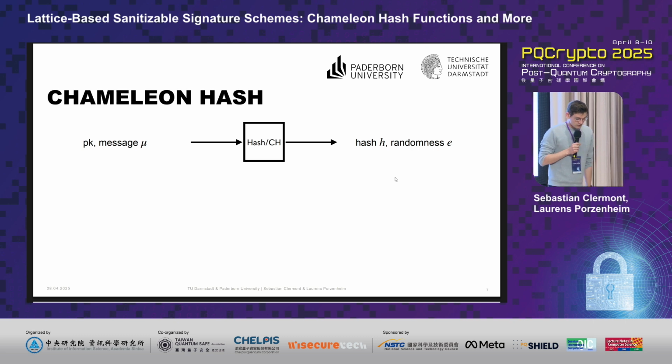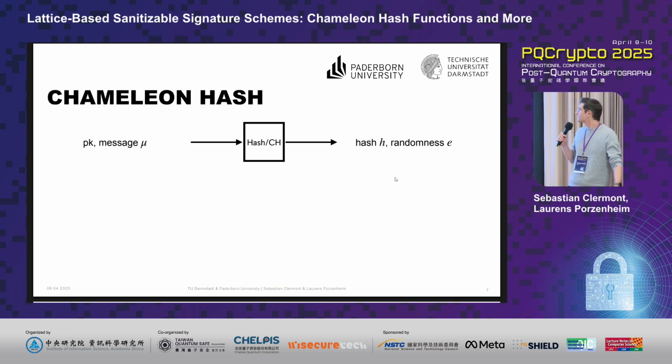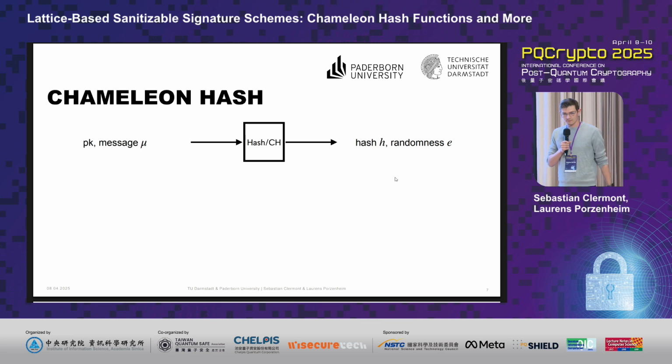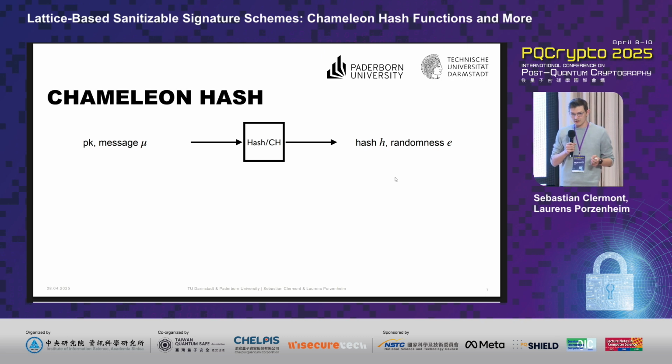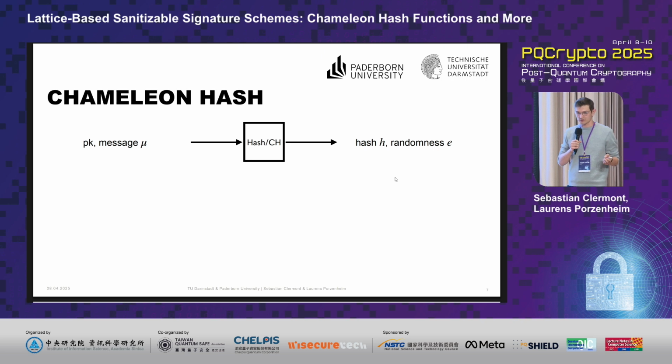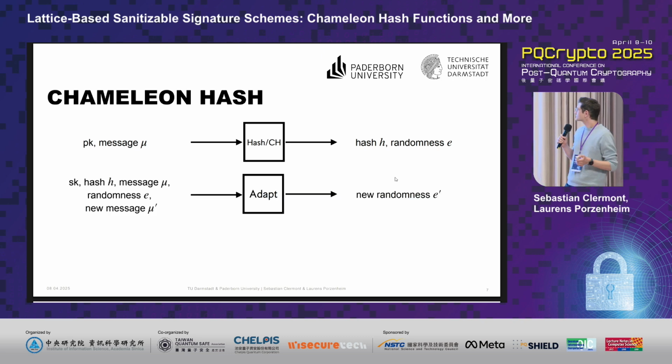So you might wonder now, what is a Chameleon hash function? A Chameleon hash function is basically a hash function that allows for finding collisions on the hash function. So it's a public key primitive, and you have a public key as well as a message, and you output a hash and some randomness that you need for verification. This is like a normal hash function.